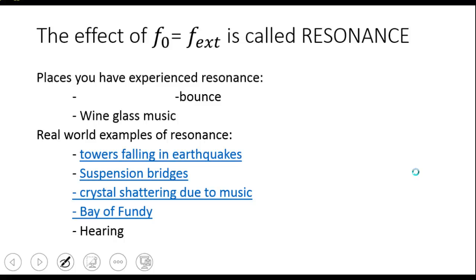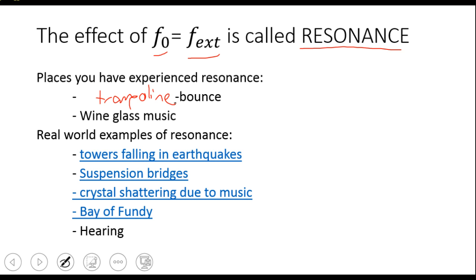The idea of the natural frequency equaling the external or driving frequency is called resonance. Every object in our world has resonance. Everything has a normal frequency at which it would oscillate if given the chance to. You probably know this, like I said, as the trampoline super bounce, right? And wine glass music.